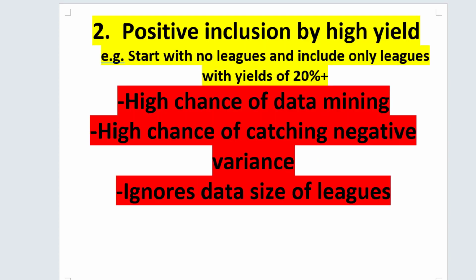A second method, and this is actually the one I don't recommend, is positive inclusion by high yield.